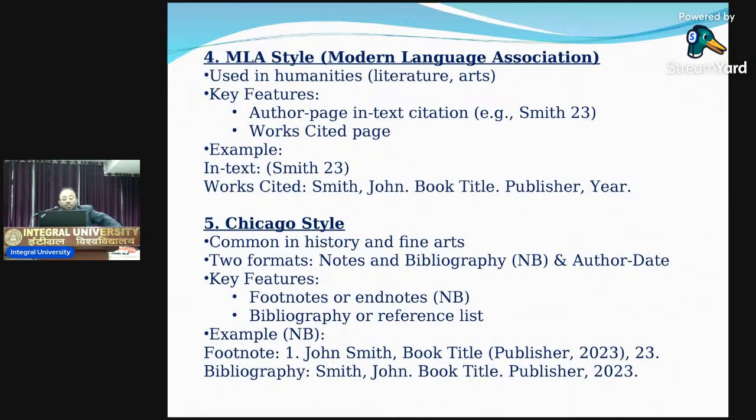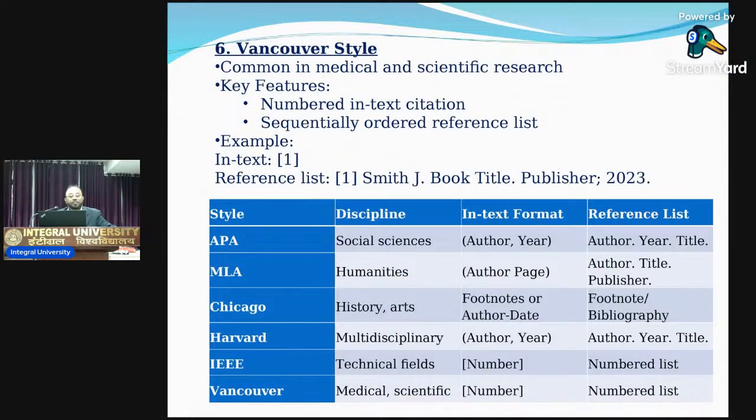So footnote 1: John Smith, book title, publisher. And the same in the bibliography, we'll have to mention John Smith, book title, publisher, and the year of publication. Okay. So this you can differentiate further in different styles.